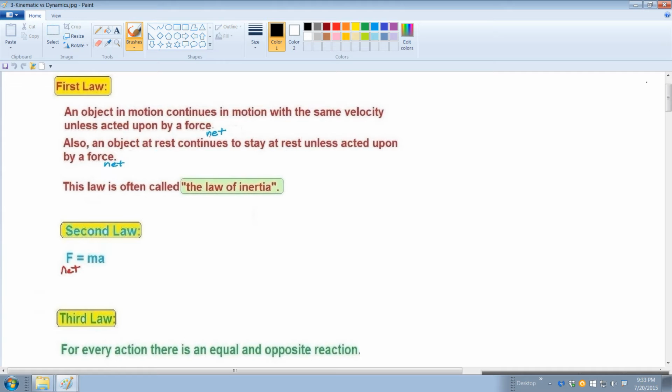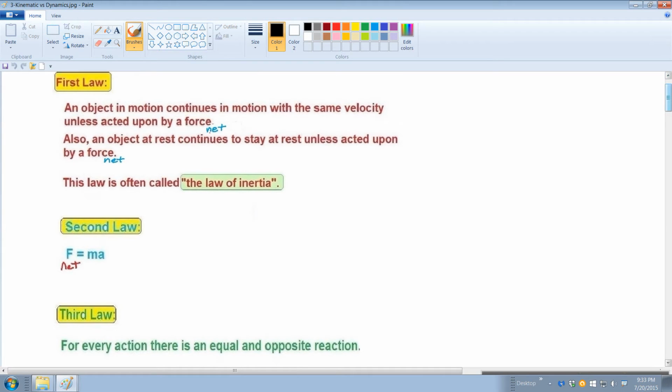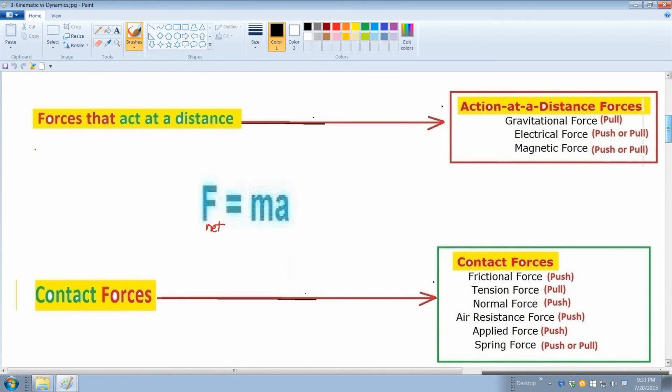We don't need to concern ourselves with the third law today, but we want to look at the fact that there are lots of different forces that can be imparted on an object. They can be categorized into two large categories: forces that act at a distance and contact forces. Forces that act at a distance are gravity, electromagnetic or electrical force, and magnetic force. And then there's a series of different types of contact forces: normal force, spring applied, tension, friction, etc.